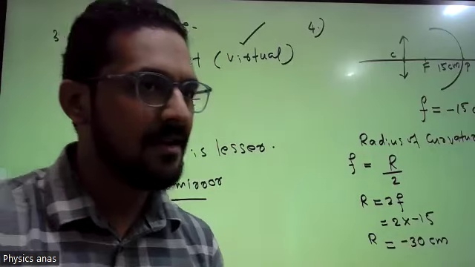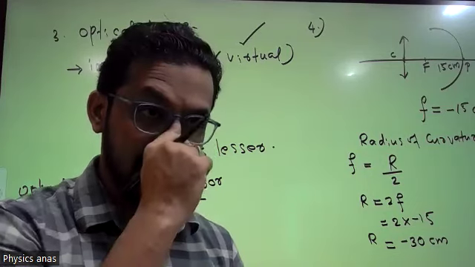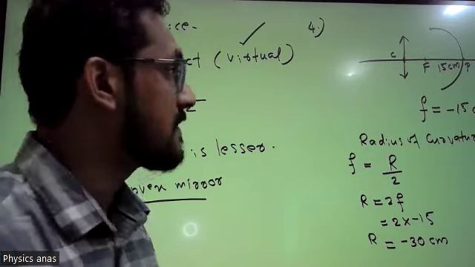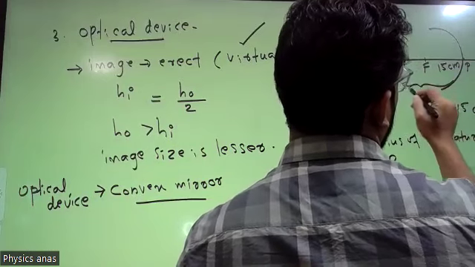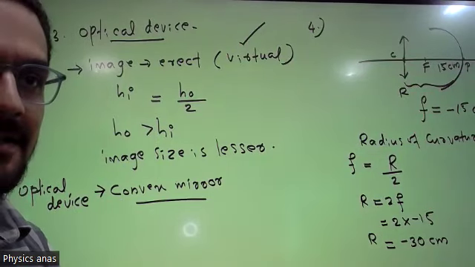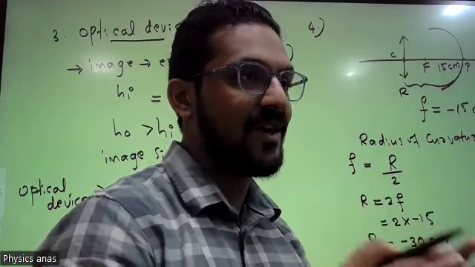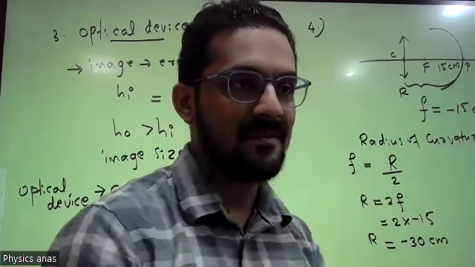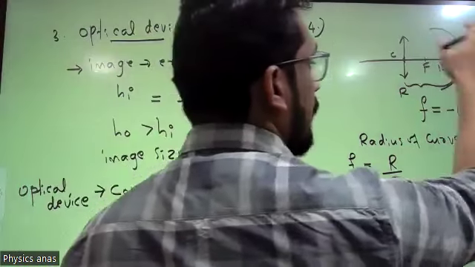What is R again? What is the definition of R? It is the radius of the sphere of which the mirror is a part. That means it is the distance from the center to the pole. Right? Then what is the position of the center of curvature? The center of curvature will be at 30 centimeters in front of the mirror. Did you get it?